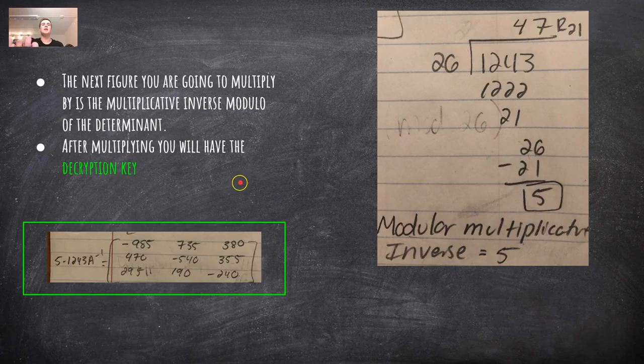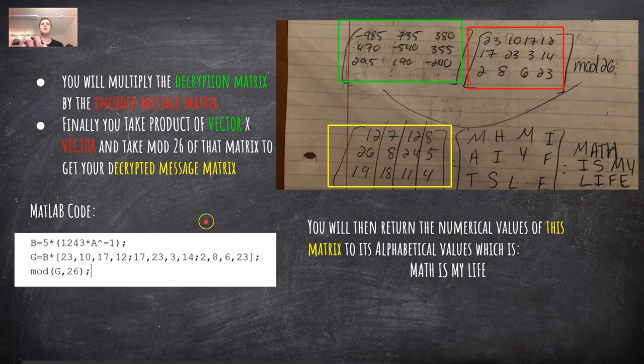We will then multiply the matrix that we previously had and we will obtain this matrix. Negative 985, 735, 380, 470, negative 540, 355, 295, 170, and negative 240. You will then multiply the decryption matrix by the encoded message matrix. Note that the decryption matrix is the matrix we just gained from the previous slide.